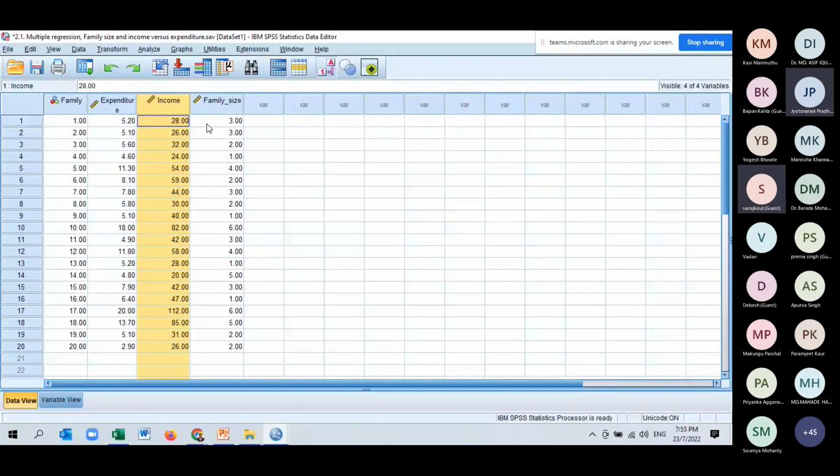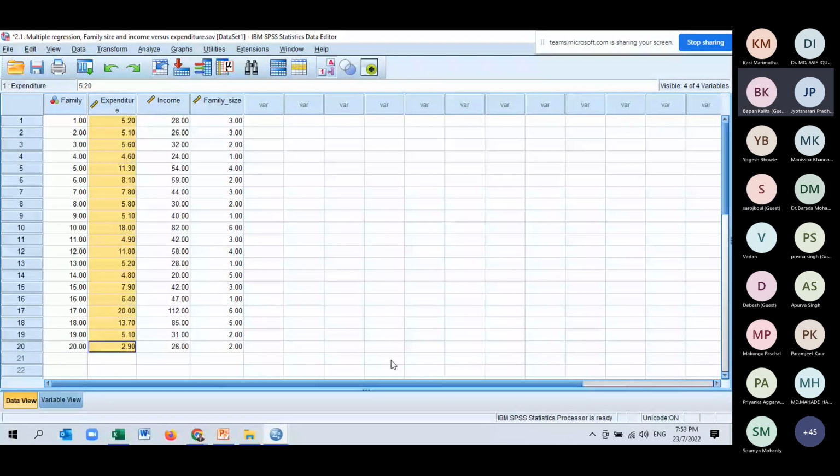So there are some families with 3 members, some with 4, some with 1, and this is the expenditure. Suppose one of your friends has an income of 25,000 and there are 6 members. How much will the family spend? We can anticipate, we can predict. So the dependent variable is expenditure, and the independent variables are income and family size. Do you agree with me? Yes, sir.